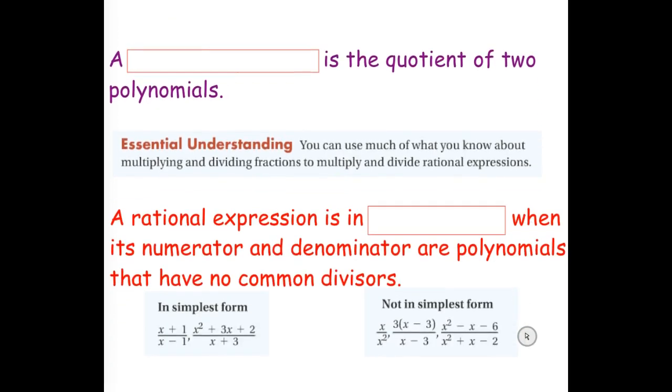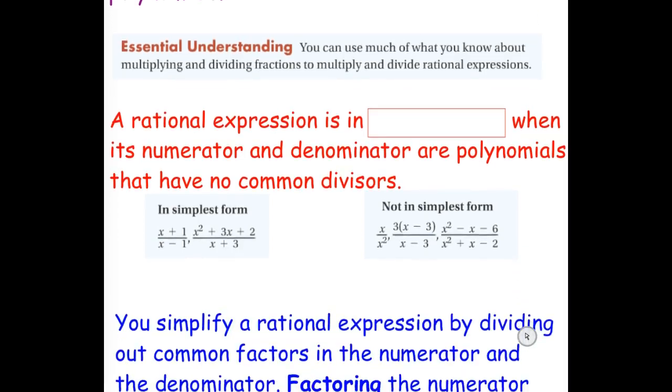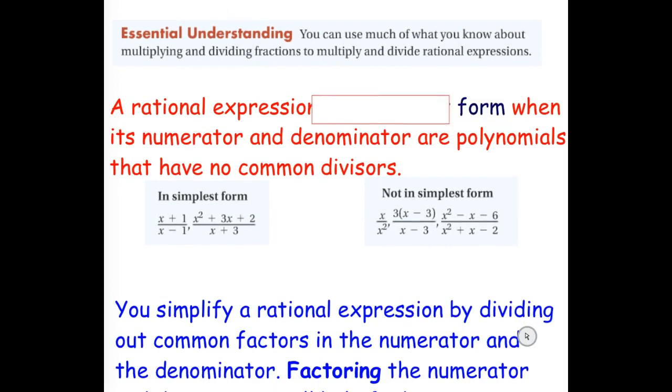All right. A rational expression is the quotient of two polynomials. That means you're setting up a ratio, and you're going to have a polynomial divided by a polynomial. It says we can use much of what we already know about multiplying and dividing fractions to do the same with multiplying and dividing rational expressions. It's just an algebraic fraction.